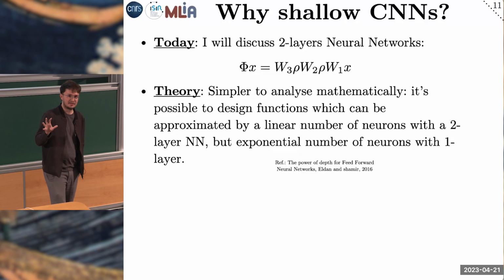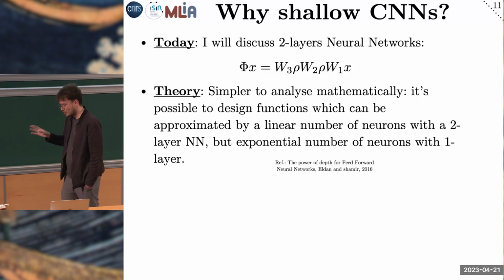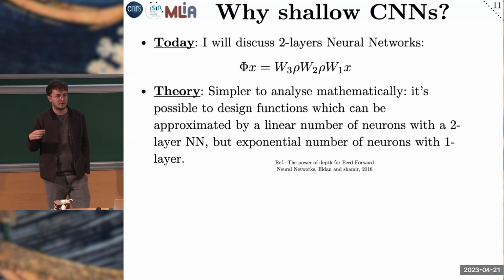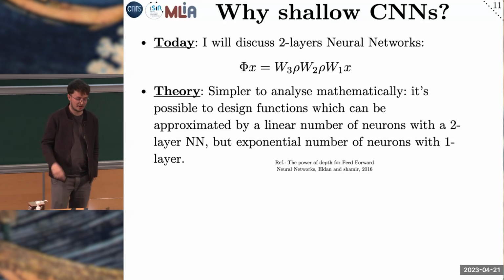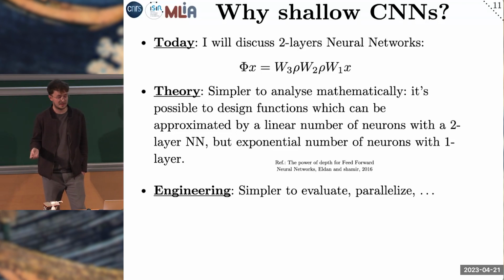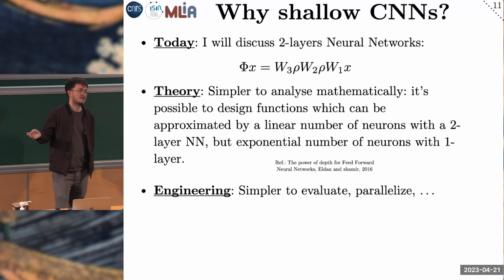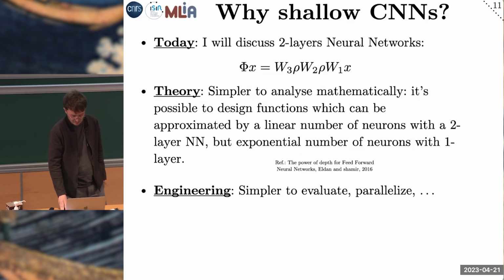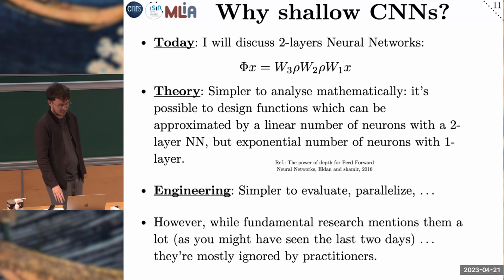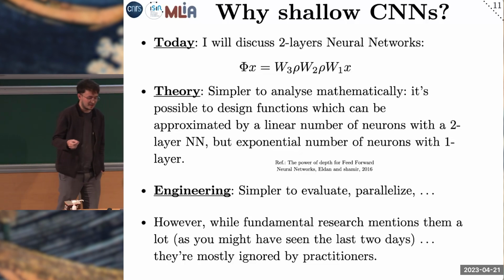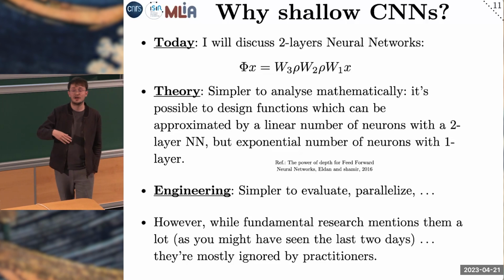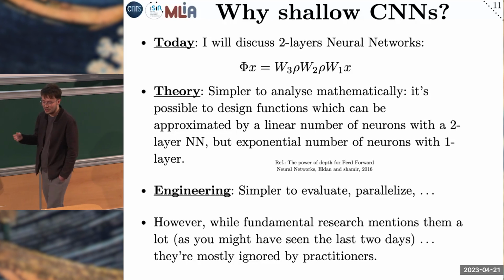There, having 2 layers is a bit more tricky to analyze, but you can still say some things. And you know that 2-layer neural networks have better approximation properties than one hidden layer neural network. Also, from an engineering point of view, they are simpler to evaluate. You can achieve more parallelization and this kind of useful elements for applications, for example, to do boosting or this kind of elements. And if you think about it, during the 2 days, there were a lot of mentions of those quite shallow architectures, because we can understand them in a better manner.